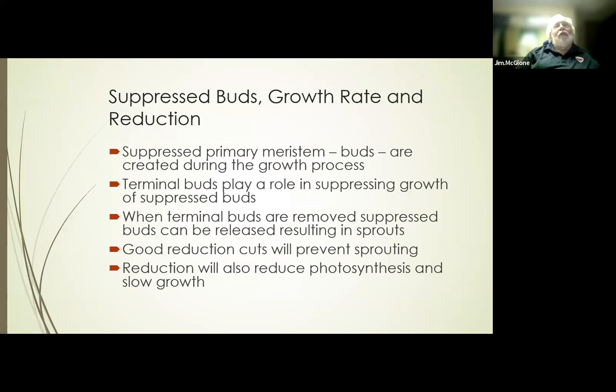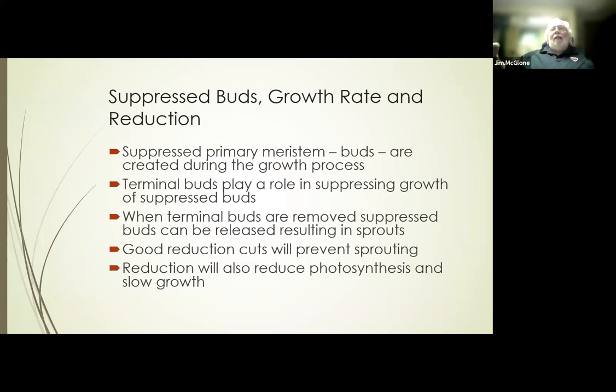Now, the reason we do this is because, as I said, those terminal buds play a role in suppressing the primary meristems that are created during the growth process. When the terminal bud is removed, those suppressed buds can be released. But making your reduction cut like that allows the terminal bud of the lateral branch to take over the role in suppressing the buds below the cut. The other thing that you're doing when we do these reduction cuts is we are reducing the photosynthesis on that branch.